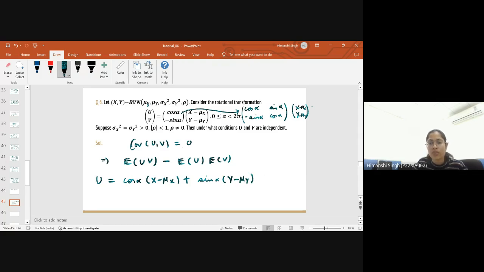So this into this thing is the first vector u, and what is v? So v will be minus sin alpha into x minus mu x plus cos alpha into y minus mu y. So these are basically our u and v. Now I want to find out first of all the expected value of u and the expected value of v.